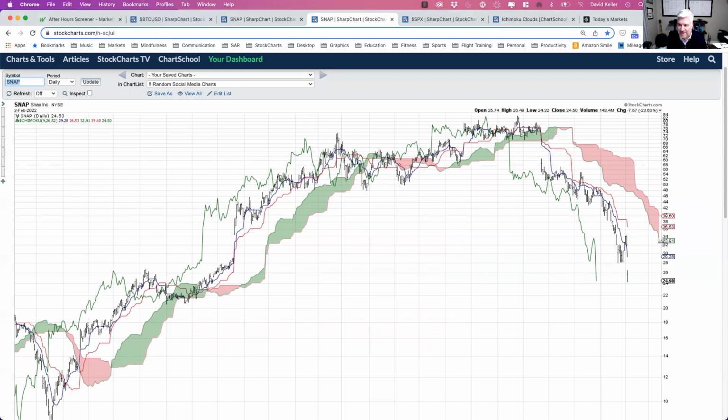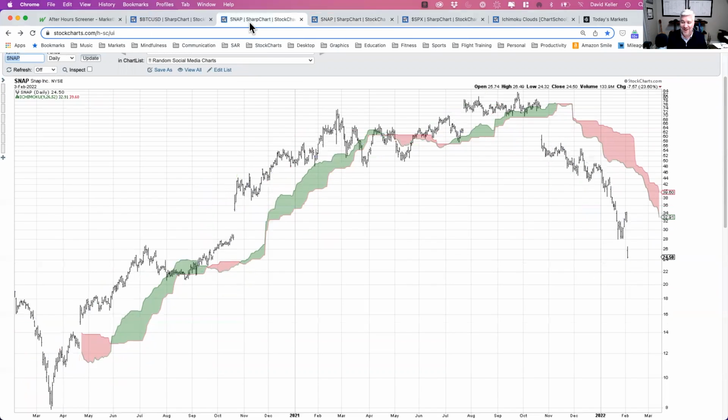So you see this green line here is the midpoint of the red and the blue line, but it's plotted 26 days in the past. That's kind of how it works. So all of that is just giving you a bunch of detail on how it's calculated.